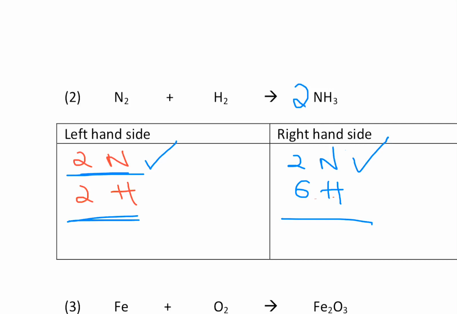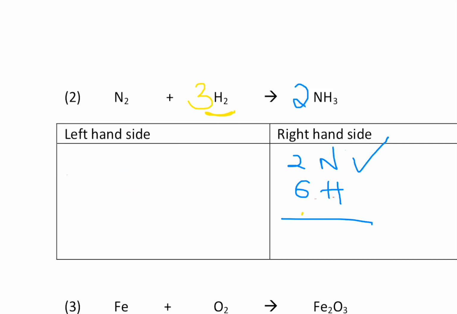So for me to make the 2 become 6, I will need to multiply by 3. So here is my hydrogen. I will multiply it by 3 over here. So now 3 times 2 makes 6.